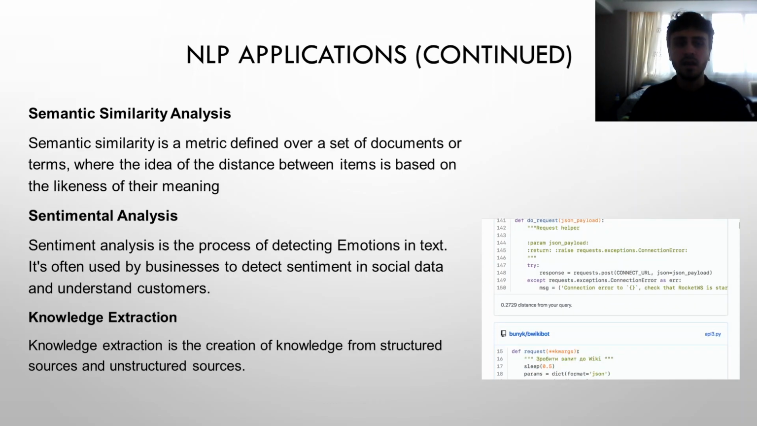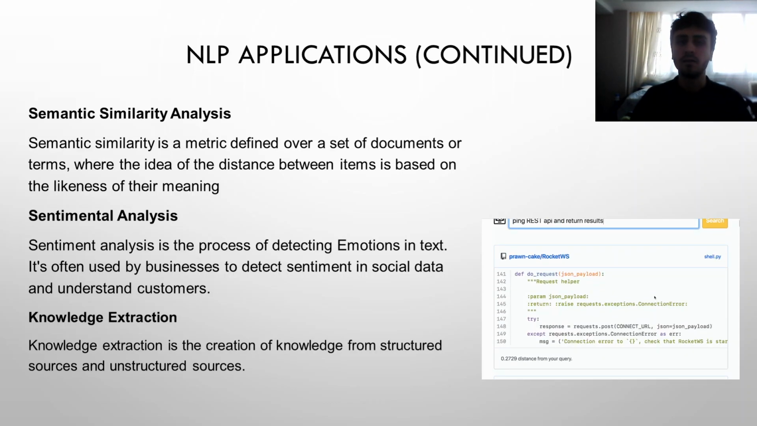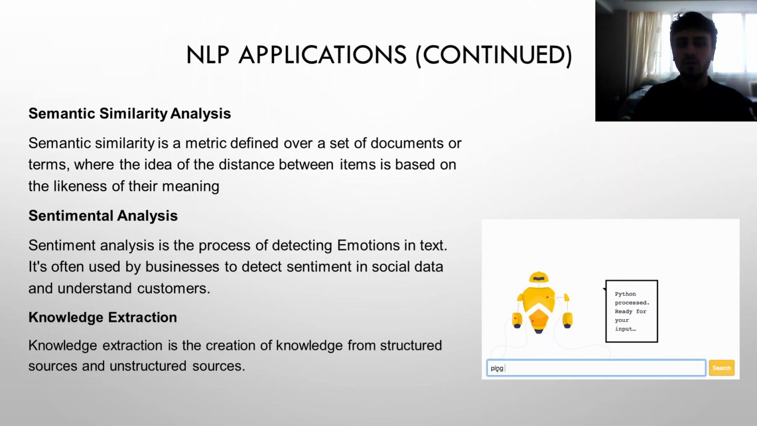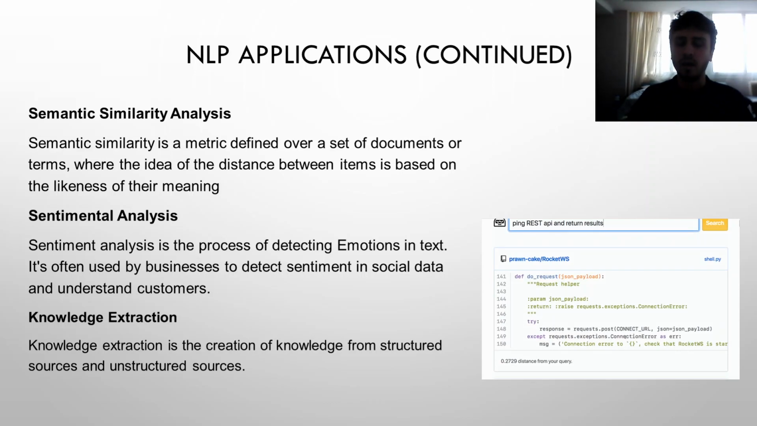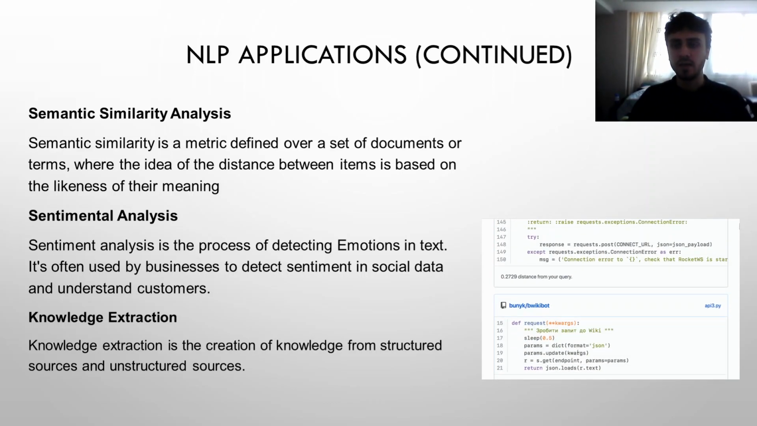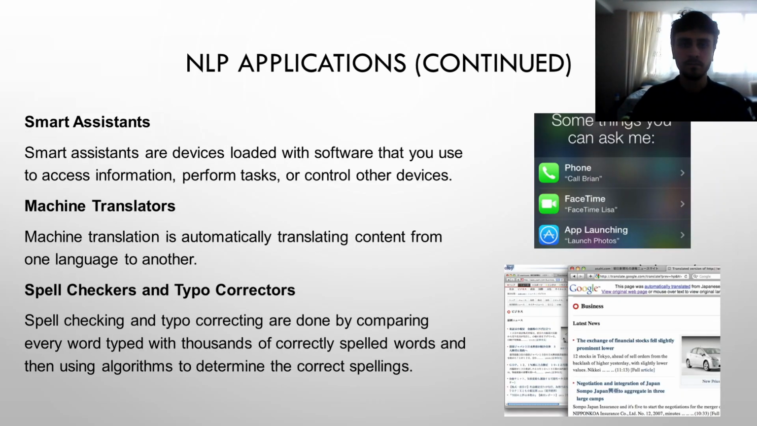Sentiment analysis is the process of detecting emotions in text. It's often used by businesses to detect sentiment in social data and understand customers. And knowledge extraction is the creation of knowledge from structured sources such as databases and XML, and unstructured sources such as text. On the right, you can see a search engine that understands the text given and then returns the code.